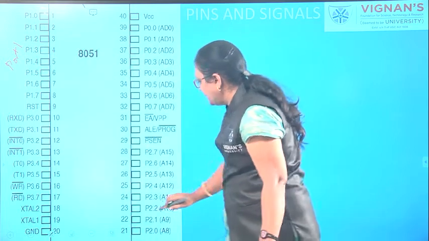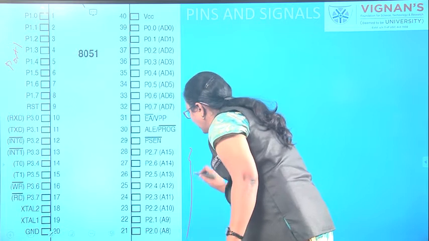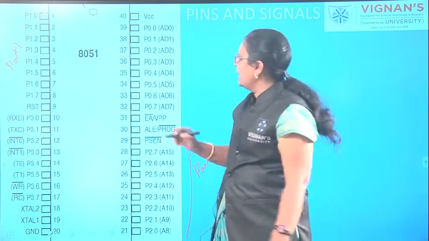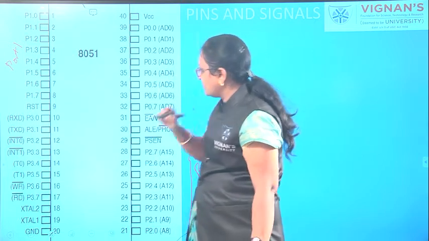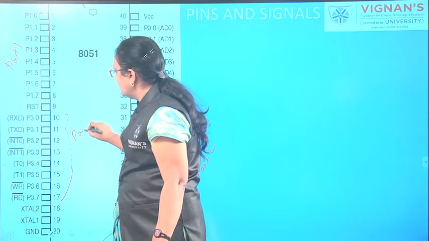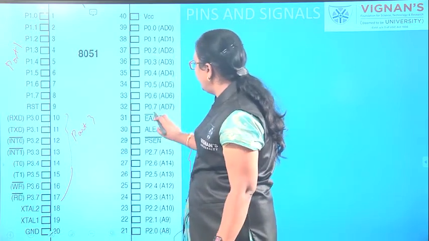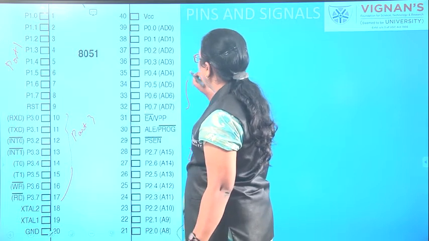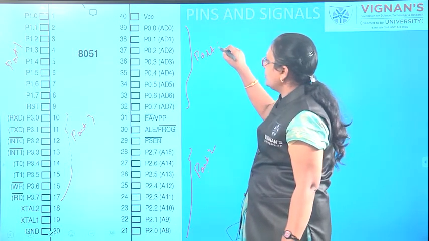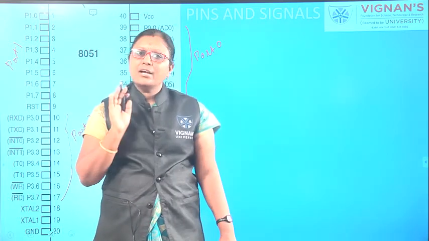And pin number 21 to pin number 28 will give you port 2, and pin number 10 to pin number 17 will give you port 3, and pin number 32 to 39 will give you port 0. Okay, so all these 4 ports are nothing but the general IO ports.